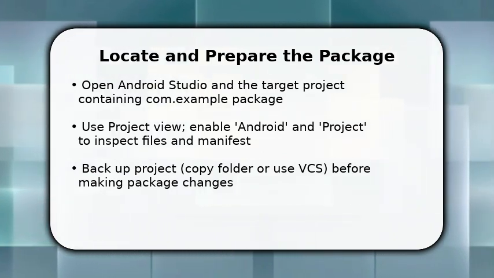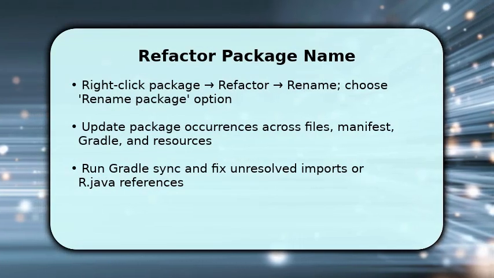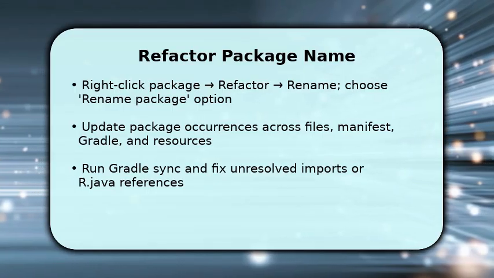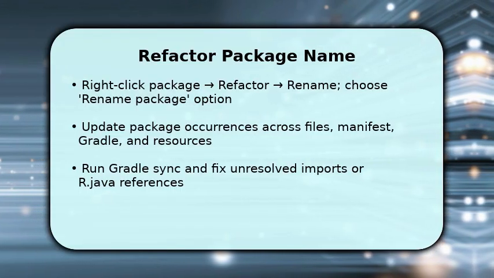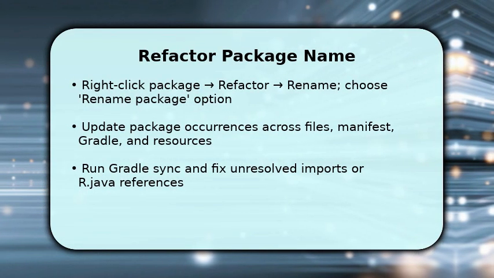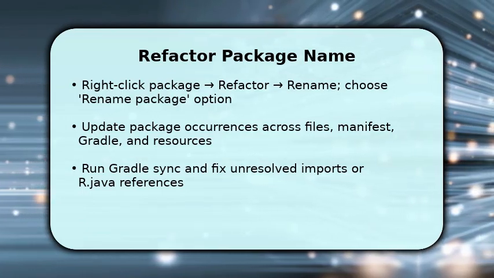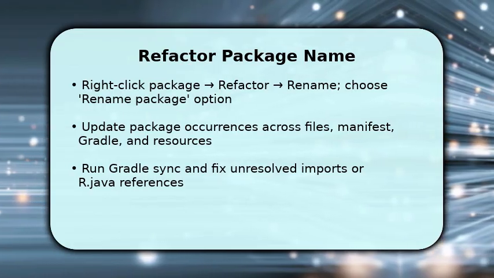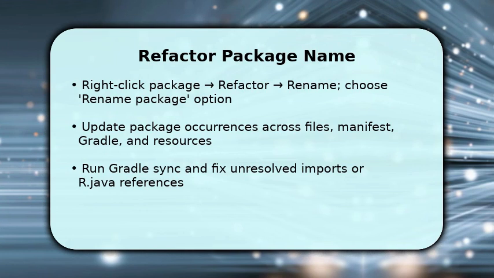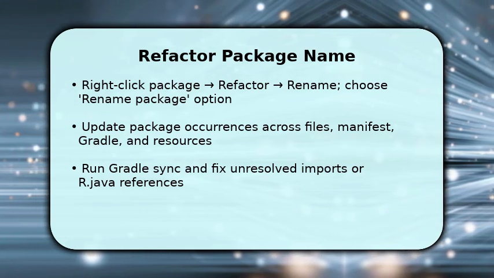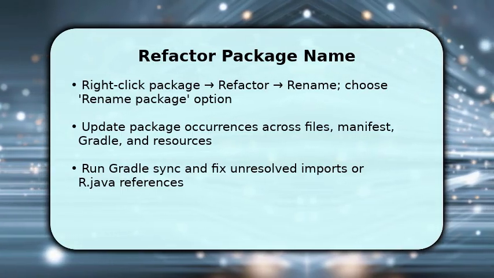Now perform the actual refactor. Right-click the com.example package in the project pane, select Refactor, then Rename, and opt to rename the package, not just the folder. Enter the new domain style name and allow Android Studio to search and replace occurrences across the project. Once refactoring completes, run a Gradle sync to apply changes, then inspect imports, manifest entries, and resource references. Fix any unresolved symbols by importing or adjusting paths. This preserves code links and prevents runtime manifest mismatches.